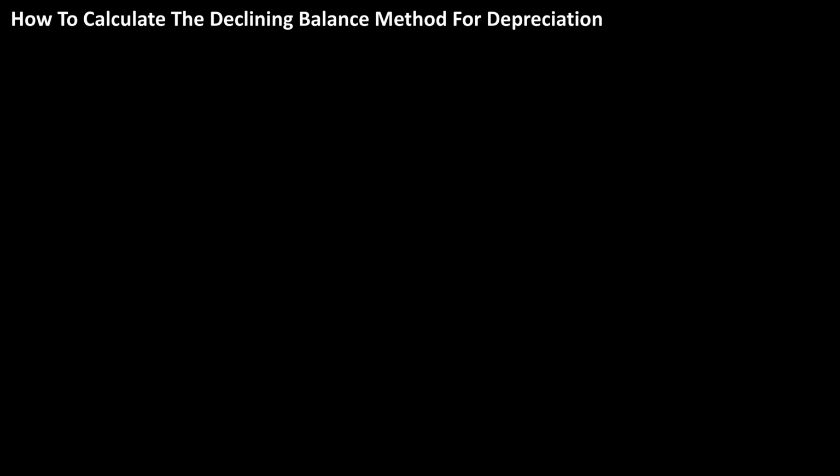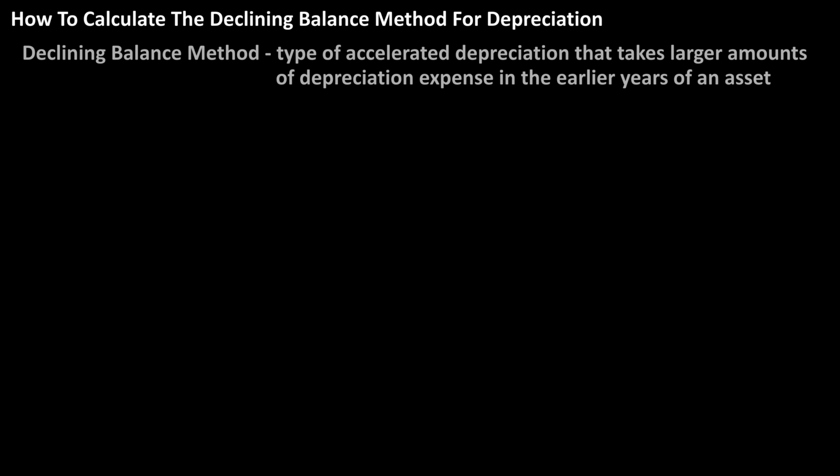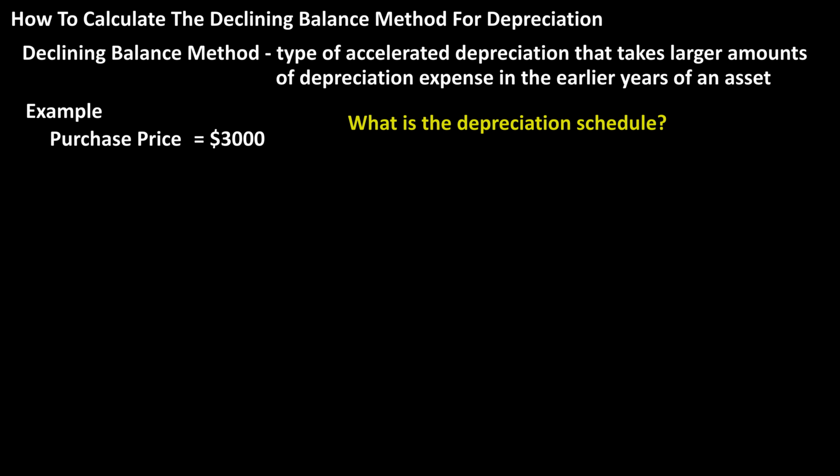The declining balance method for depreciation is a type of accelerated depreciation that takes larger amounts of depreciation expense in the earlier years of an asset. Let's say that a company purchases a piece of equipment for $3,000 and applies the declining balance method for depreciation. What is the depreciation schedule?